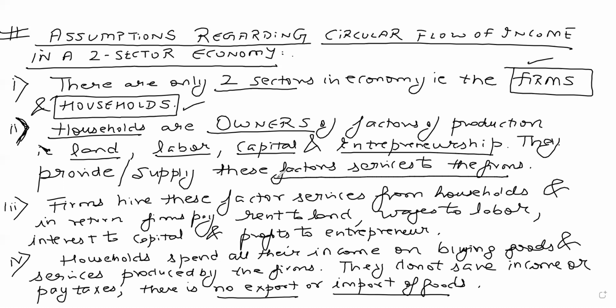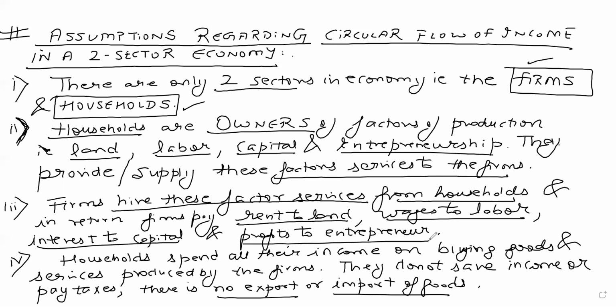to the firms. Firms will use these factor services to produce goods and services, and these goods and services will ultimately be bought by the households only. Firms will hire these factor services from the households, and firms will pay rent to the land, wages to labor, interest to capital, and profits to the entrepreneur. Okay, when firms hire these factor services, firms will produce goods and services.